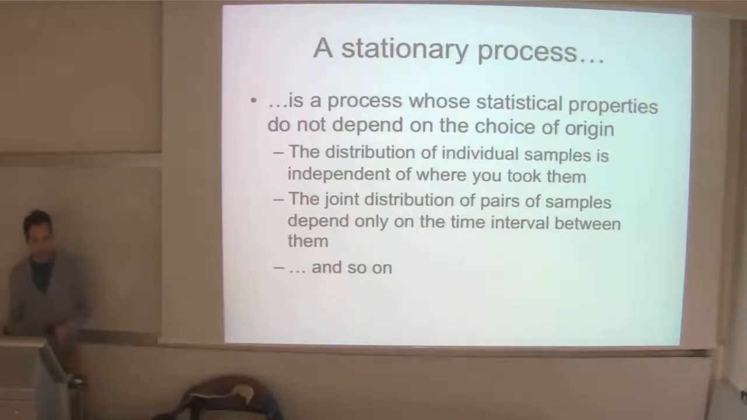A stationary process is a process whose statistical properties do not depend on the choice of origin. We saw that yesterday also. The distribution of individual samples is independent of where you look at them. The joint distribution of pairs of samples depends only on the time interval between them, exactly as we did yesterday. We chose some interval of points, and it doesn't matter where we started. The distribution was the same, and so on. So stationary, we already have some feeling about it.